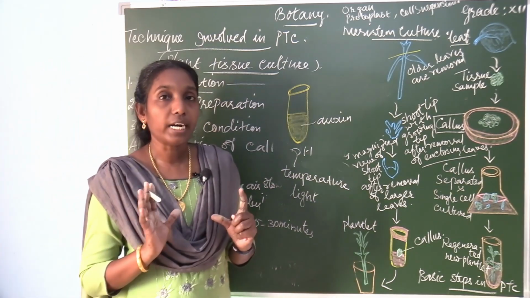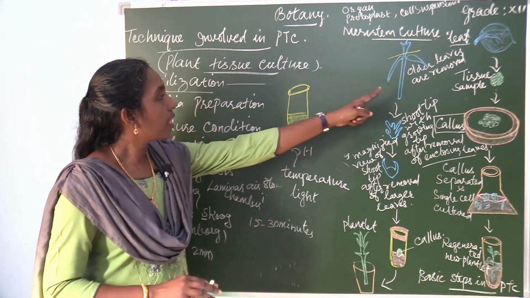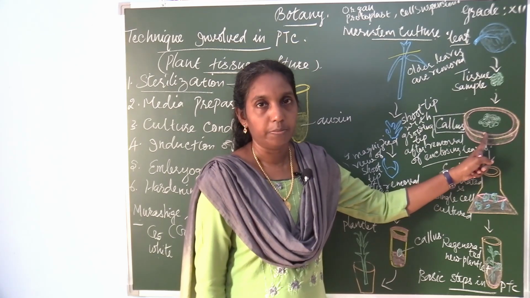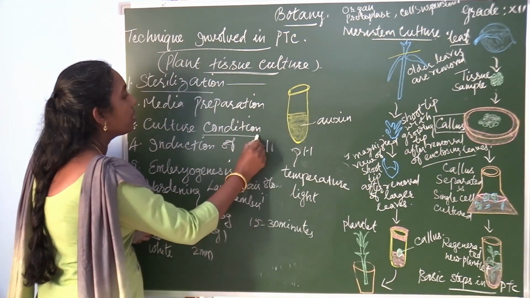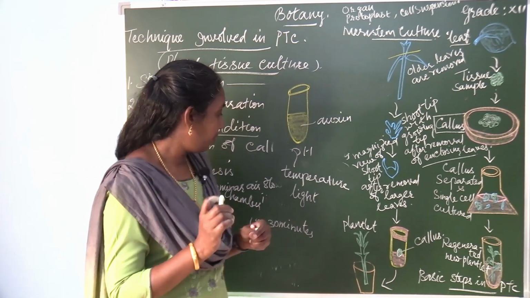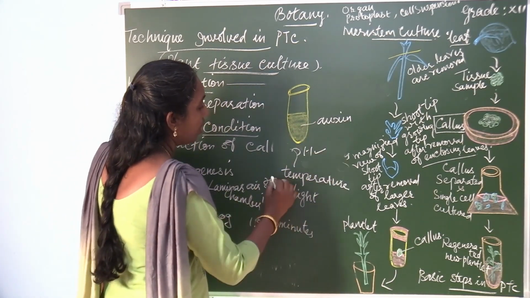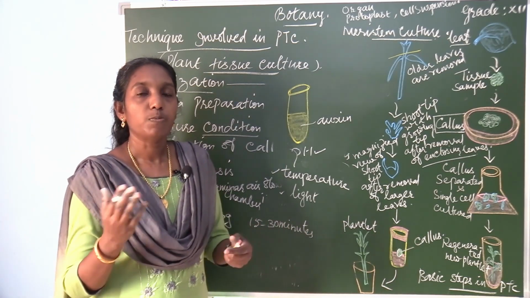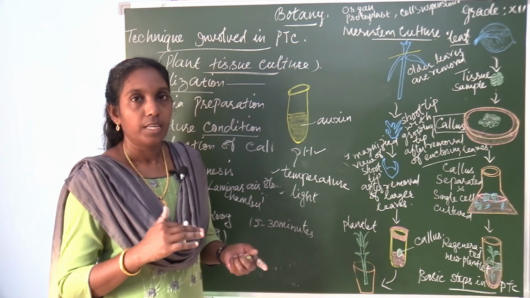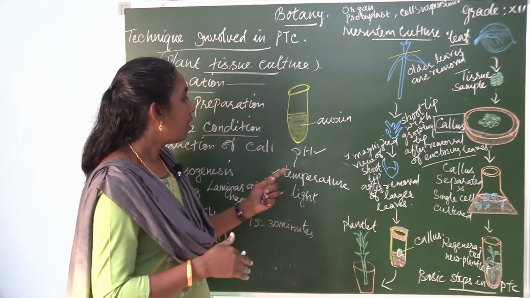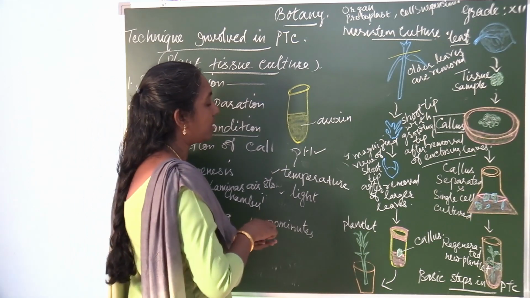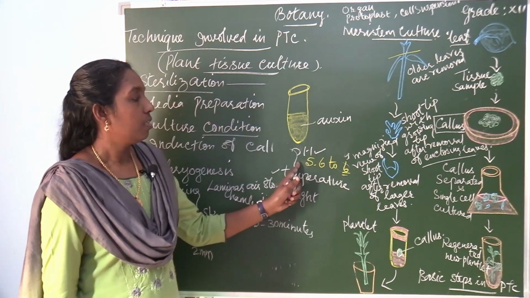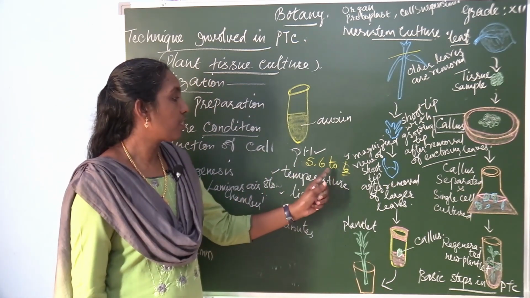Then the culture conditions. When the explant is transferred into the nutrient medium, the culture conditions are very important. The culture conditions are pH, temperature and light. Normally when the plant grows, it is exposed to day and night, with equal day length and night. Here also the normal pH is maintained at 5.6 to 6. The optimum pH is 5.6 to 6.